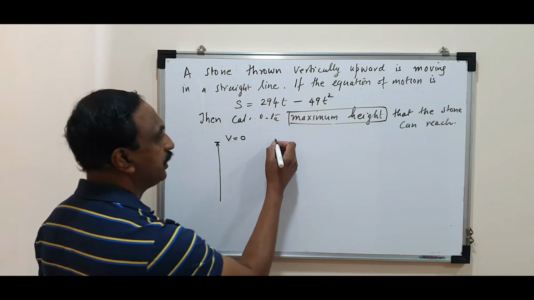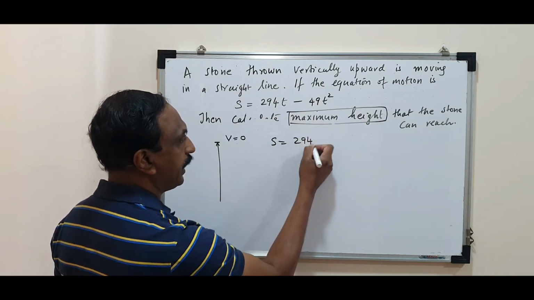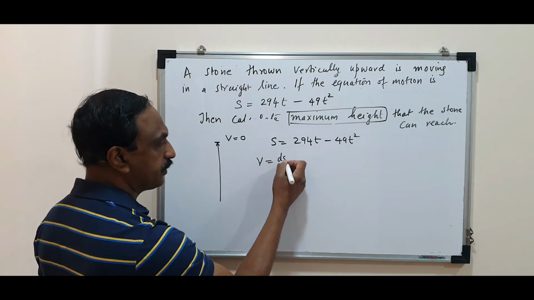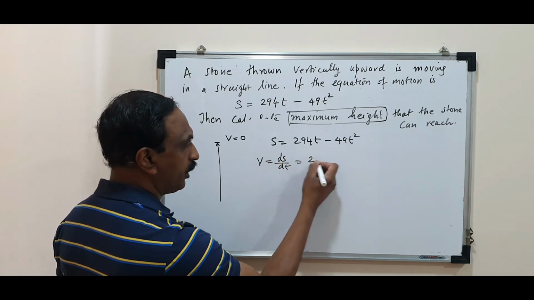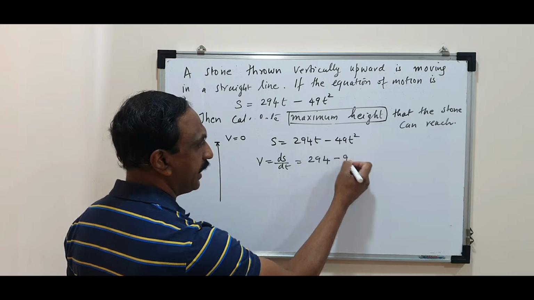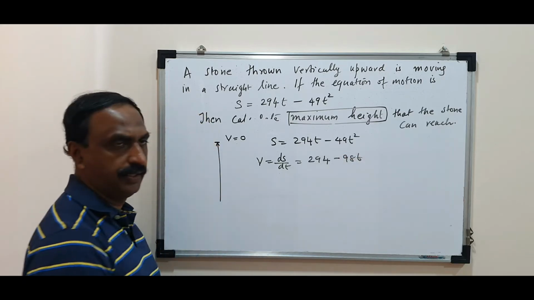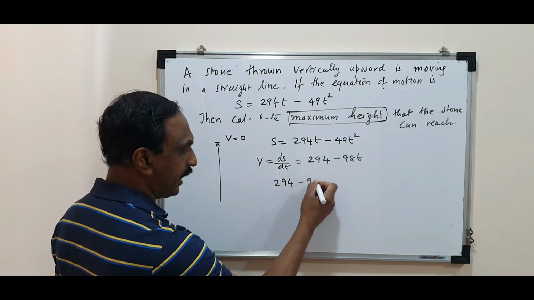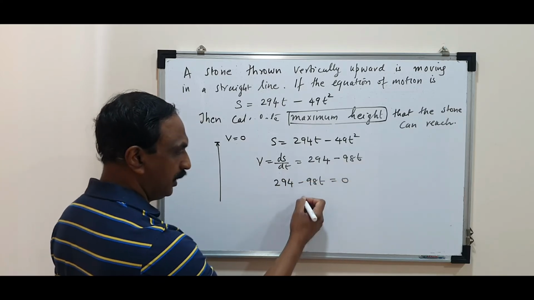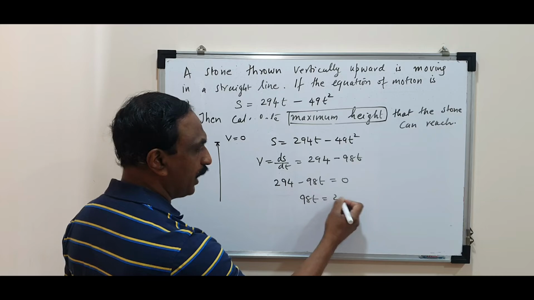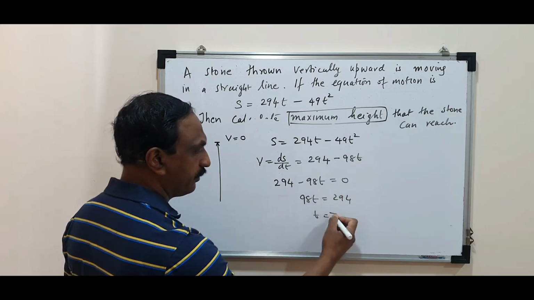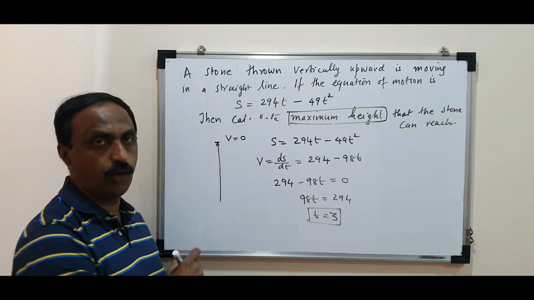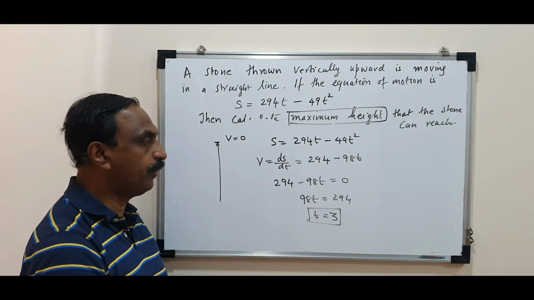So we start with s is 294t minus 49t square. Velocity is ds by dt. So 294 minus 98t. Now, velocity will become zero. So 294 minus 98t should become zero. That means 98t should be 294. So t will be 3. So in the third second, the velocity at the top will be zero. That means the stone will stop.